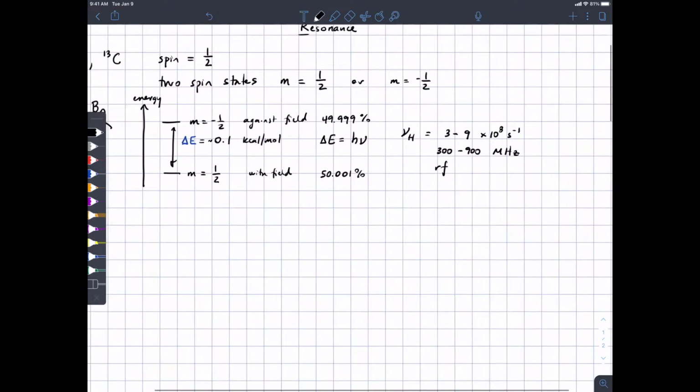This is in the radio frequency area. And so the idea is, can we apply light in the radio frequency part of the spectrum to cause this transition?